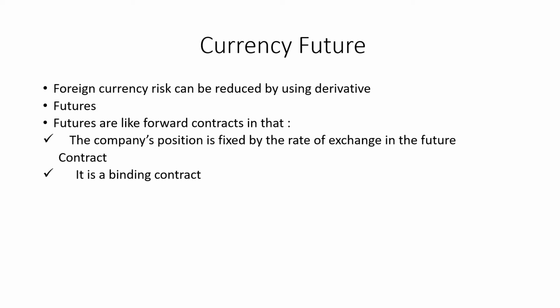But if you look, you do the same thing in a forward contract too, but there are certain specifications in which we can say currency futures are different from forward contracts. In the futures contract, the company's position is fixed by the rate of exchange, just like a forward contract, and it is binding. It's a contract, a promise that this contract would be executed in the future, and the binding element is there that you have to fulfill this.